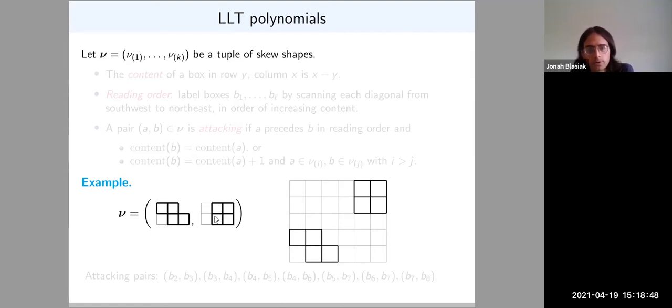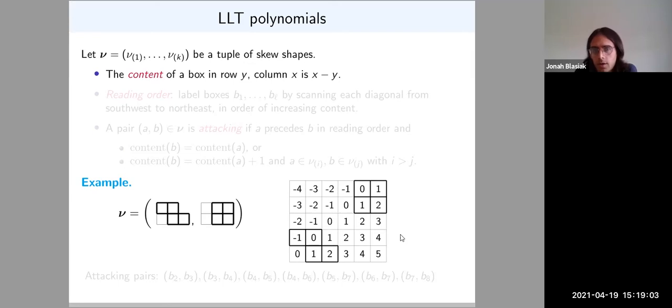And so here there are two elements in this tuple. It's convenient to align their contents in a single picture, to just put them on the same XY plane, as we've done over here. Okay, here are the contents. That's column minus row in each square.